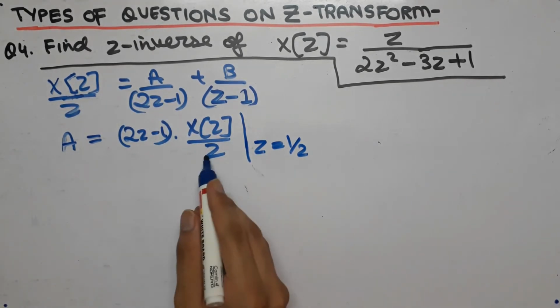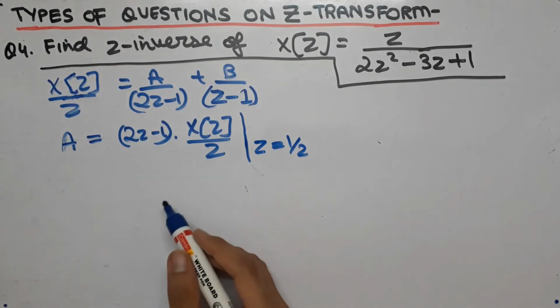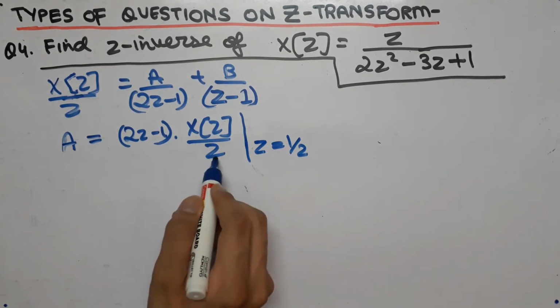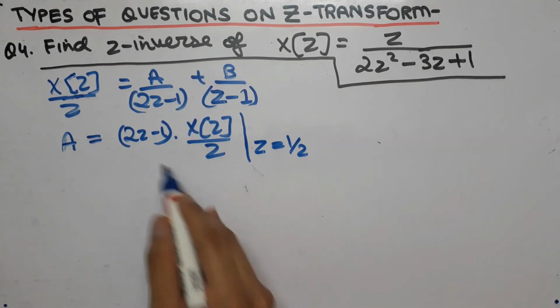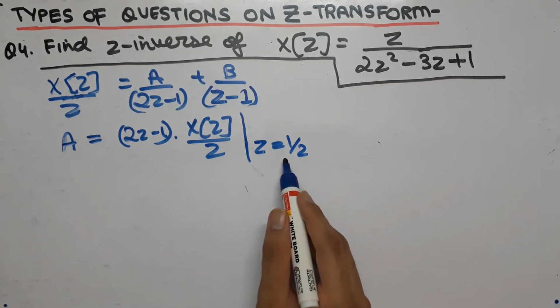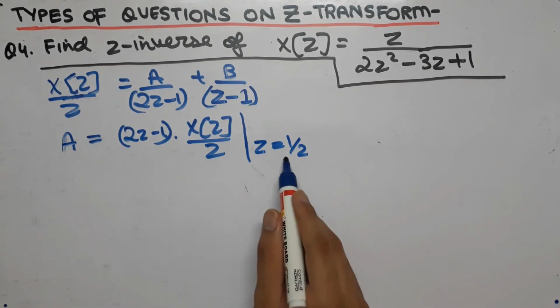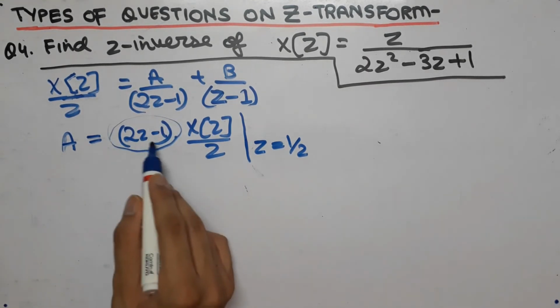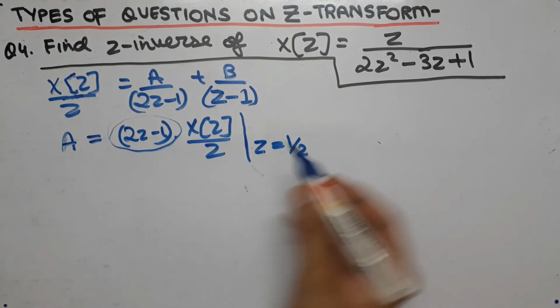Now guys, an easy way to remember this is that whatever is in the denominator of a, we will write that and multiply it by X(z)/z. And then after solving this, we will put the value of z equal to half. We have got this z equal to half by equating this part to 0. That is, on equating this to 0, you will get z is equal to half.